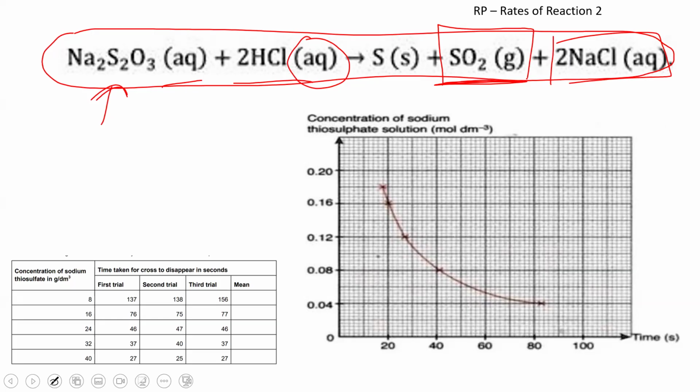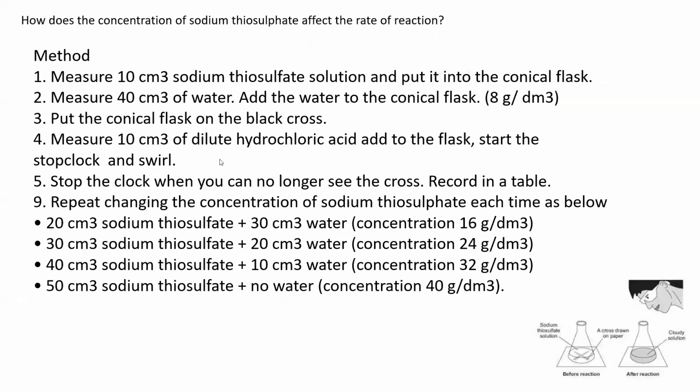However, the only other thing on the right-hand side is sulfur, and it is a solid. That is the precipitate. So when you mix the two chemicals on the left-hand side, the sodium thiosulfate and the hydrochloric acid, it forms a precipitate, the solid sulfur. That is what makes it go cloudy. So you need to genuinely look out for that. I'll do the method next.